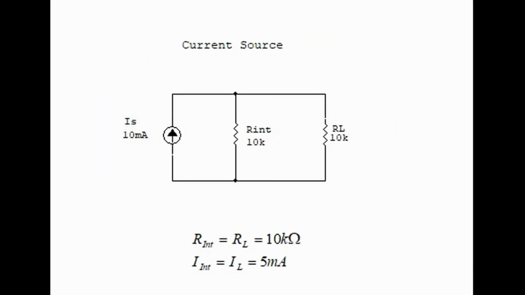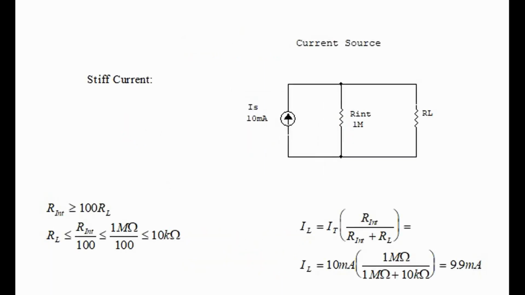What happens if we have a current source of 10 milliamps, but with an internal resistance of 10 kilo ohms and a load of 10 kilo ohms? Without doing any calculations, we would see that the current delivered to the load is only 5 milliamps. Again, this is a problem. For a stiff current source, the internal resistance must be greater than or equal to 100 times the load resistance. In this case, solving for load resistance, we see that the load resistance must be less than or equal to 10 kilo ohms.